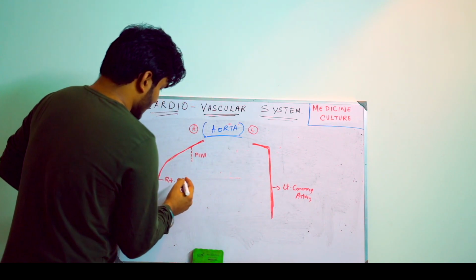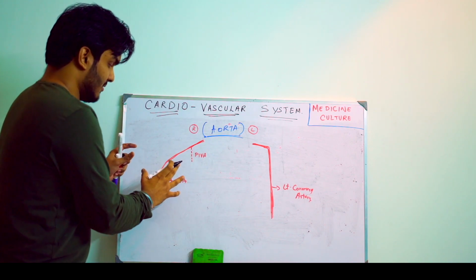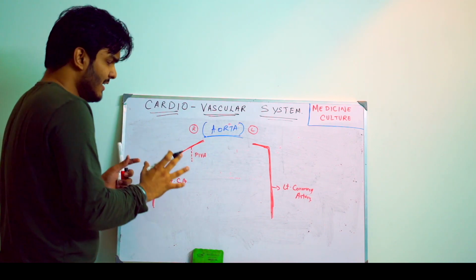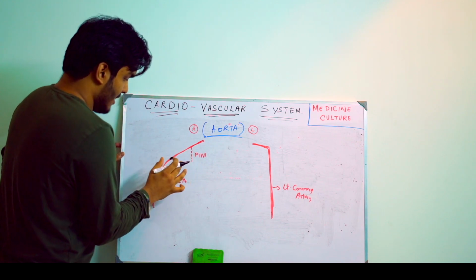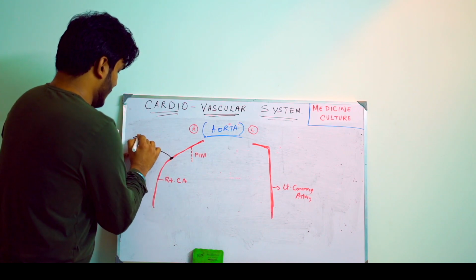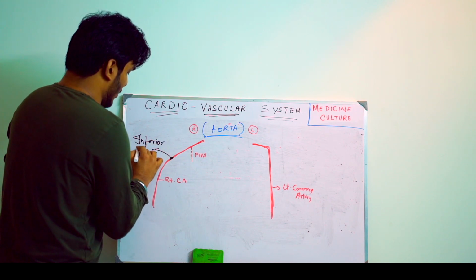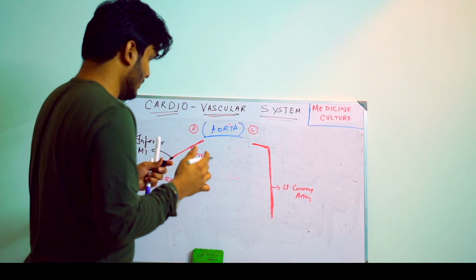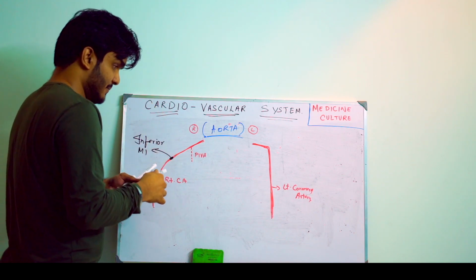So if an occlusion happens in this right coronary artery, for example by atherosclerosis, let's say some damage is happening here, this will later develop into inferior wall MI. Are you getting me? Yes. This will develop into inferior wall MI.